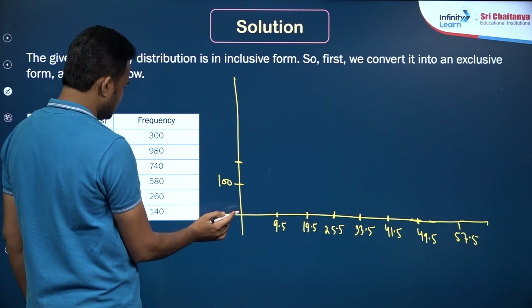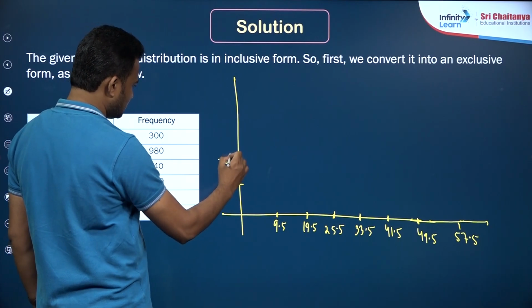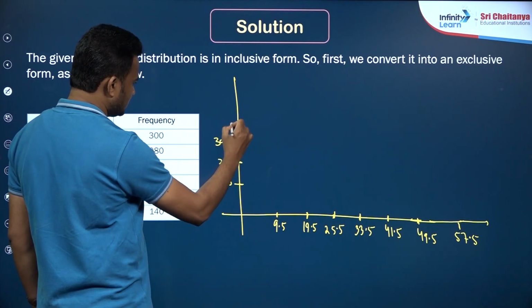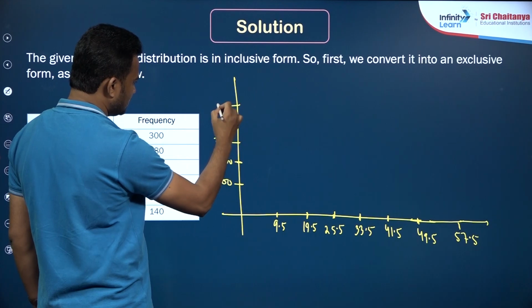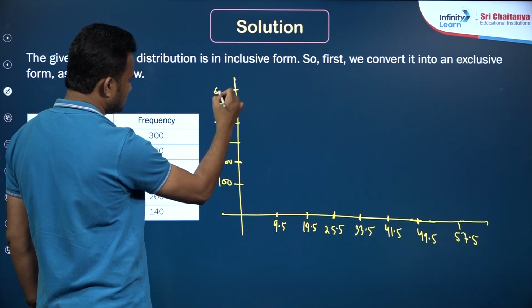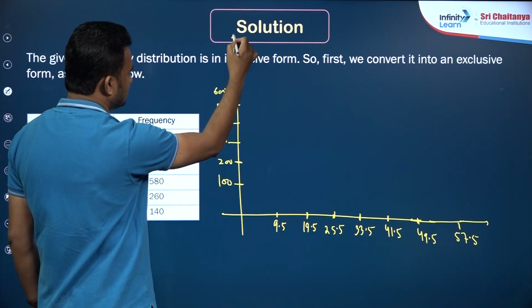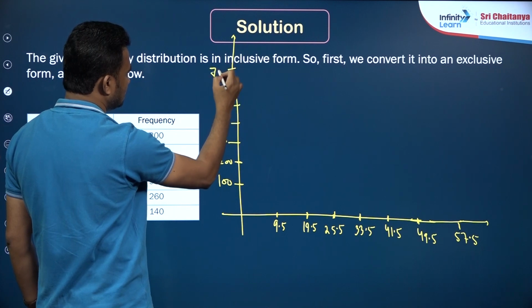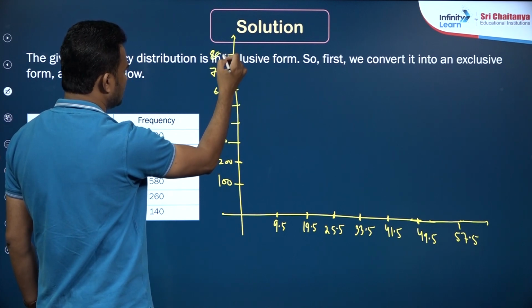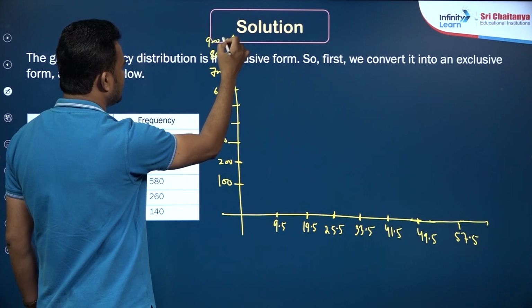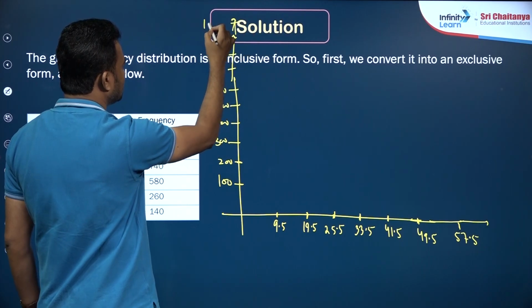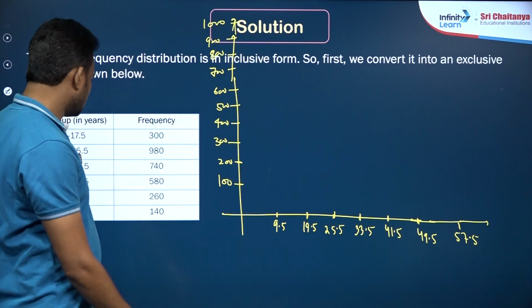Now the frequencies, so let's say this is 100, so 1 centimeter is equal to 100 units on the y-axis, right? Then 200, 300, 400, 500, 600, 700, 800, 900 and 1000, right? Now you can draw the histogram.